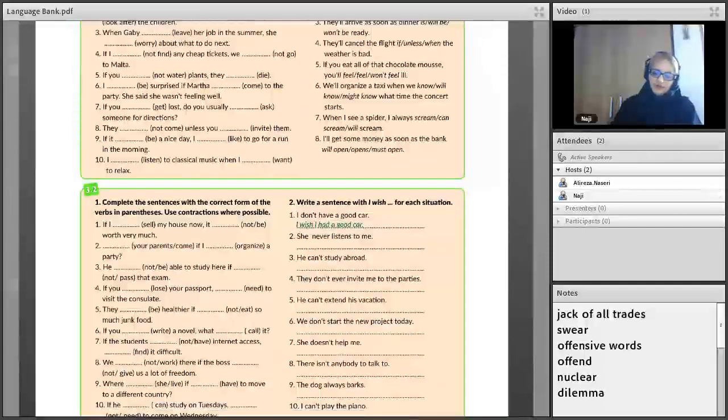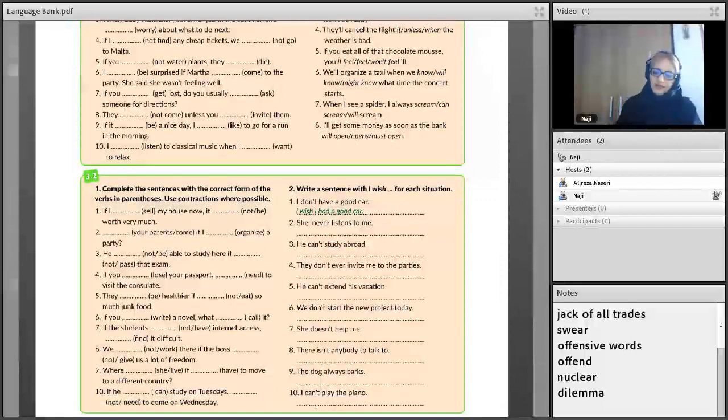3.2. Complete the sentences with the correct form of the verbs in the parentheses. Use contractions where possible. Okay, now number one.